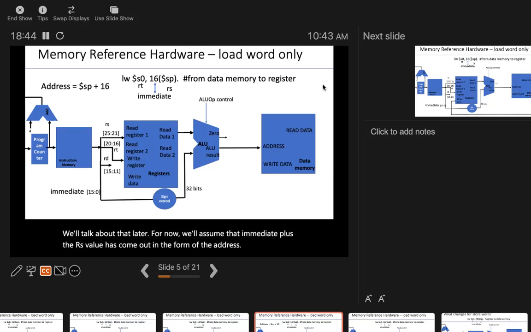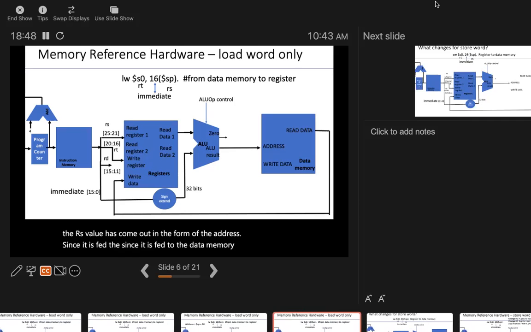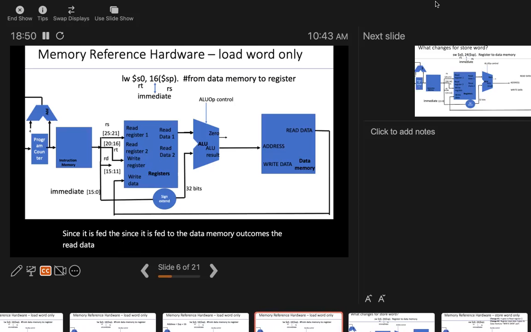Since it is fed to the data memory, out comes the read data, and it is fed to the write data of the registers. Where do we want to write it? We want to write it into the RT register. And that's your complete load word hardware. So take a look into this hardware, see how the different lines have been connected.